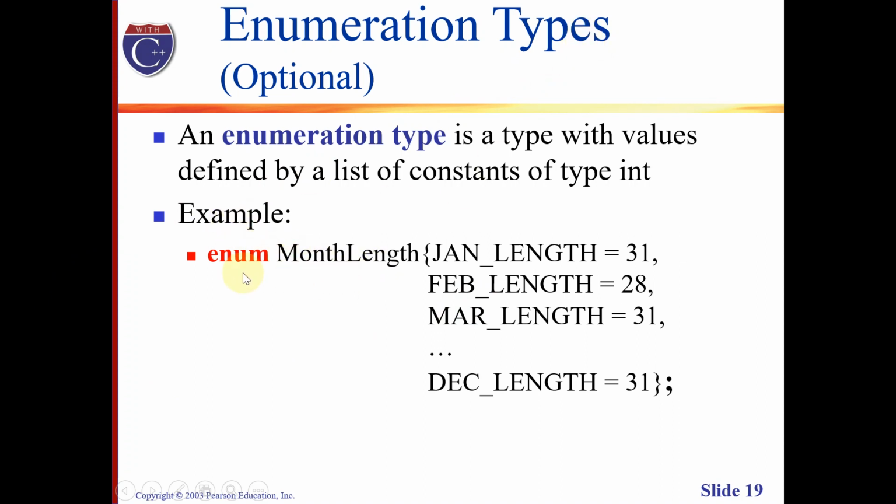As you can see here, this is the keyword that we use if we would like to declare an enumeration type. And of course, right after we indicate the name of our enumeration type, we enclose the values inside it with curly braces, terminated with a semicolon. And of course inside it are the names for our constant values. So for example, we have January length assigned with the value of 31 to represent 31 days in January, 28 days for February, and so on. So that's an example of an enumeration type.